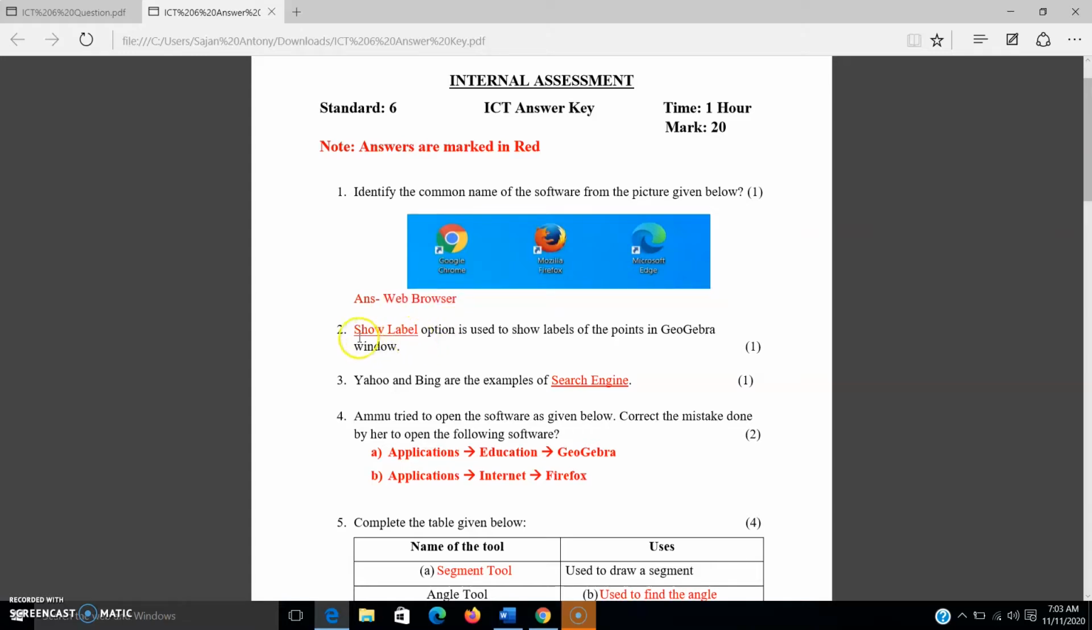Now we will move to the next question. Second question. Dash option is used to show labels of the points in GeoGebra window. So we all know the answer is show label. The option which is used to show labels of the points in GeoGebra window is known as show label option. I have shown you in the video and also I have given you in the note. What is the use of show label option?